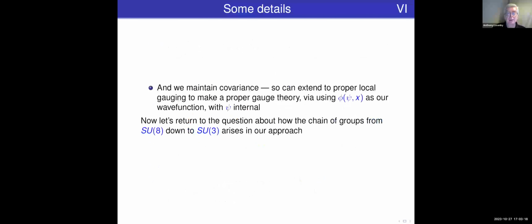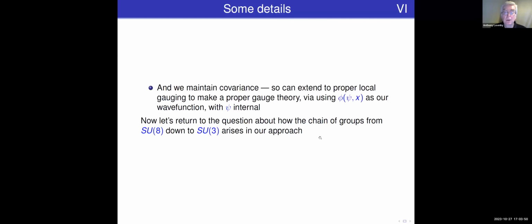Okay, so the covariance issue, we can extend to proper local gauging to make a proper gauge theory by now using phi, which before was a function of the bivector F and space-time position. Now it's got to be a function of the Dirac spinor psi. And that psi is internal. The phi here will pick up space-time rotations at the left. Okay, so that's the recipe.